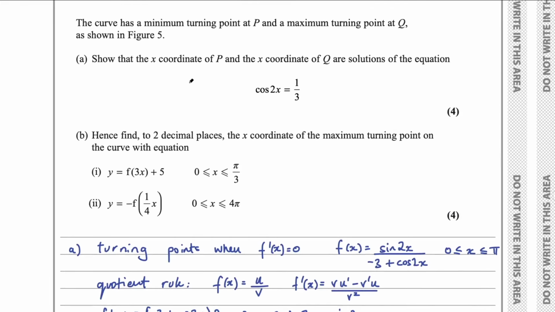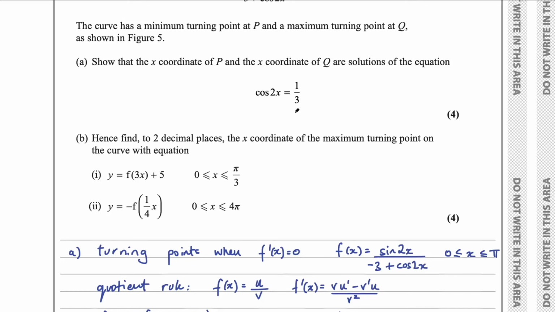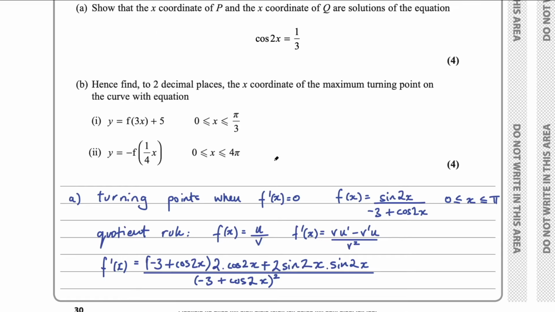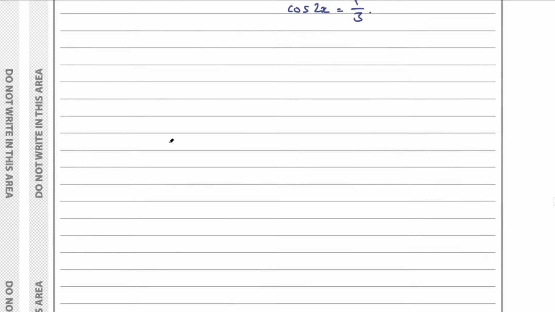So there we go. We have shown that the x-coordinate of P and Q would be the solutions to this equation. Part B says, hence find, to 2 decimal places, the x-coordinate of the maximum turning point on the curve with the equation y equals f of 3x plus 5. And part 2 says y equals negative f of a quarter x. And we have different domains for each of those. Okay, so let's start on part 1, or part I, f of 3x plus 5.